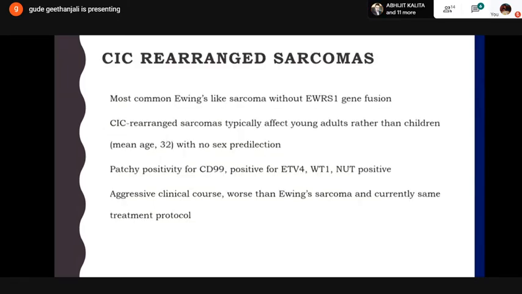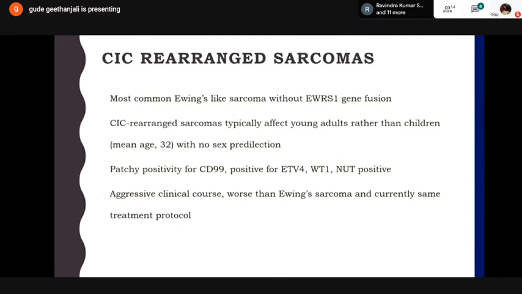Coming to the next category of round blue cell tumor, which is the CIC rearranged sarcomas. These were previously called atypical Ewing sarcoma, but now they have made it a distinct category as these do not have the EWSR1 gene fusions. And these tumors are usually not chemosensitive like the Ewing sarcoma, though the regimen or the treatment protocol given is the same. These have a much more aggressive clinical course when compared to the classical Ewing sarcomas.